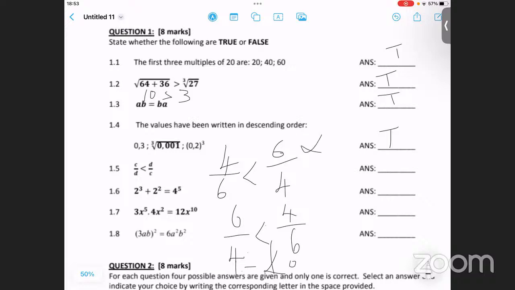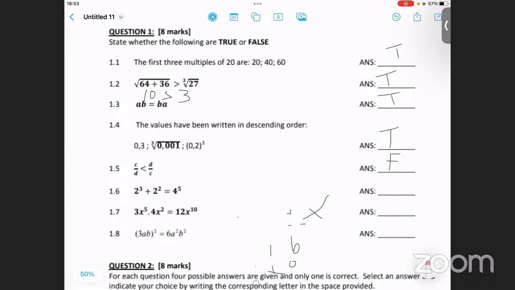For these values, C divided by D is less than D divided by C. But for these values, I don't get the same answer. So this is incorrect, right? So it's false because it matches for some values, but not all the values are correct. Do you get it? Yes, ma'am. Okay.